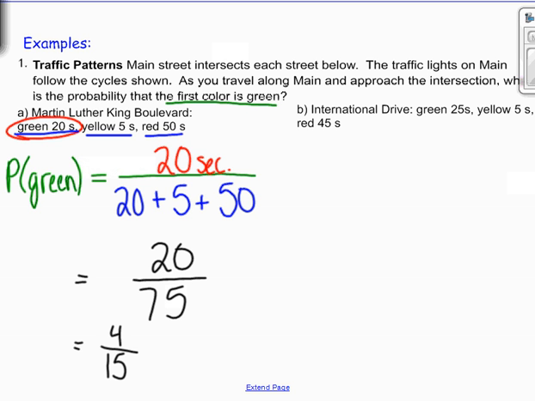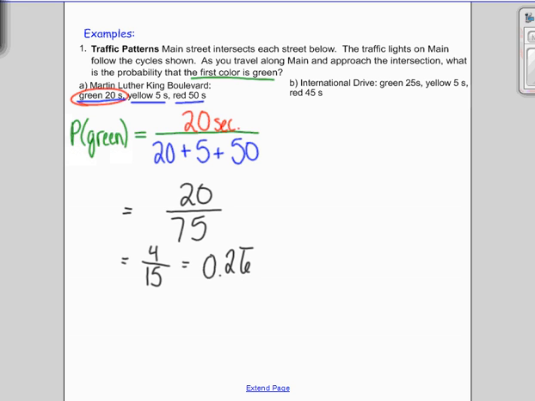As a percent, you type in 4 divided by 15. And what you get in your calculator is 0.26 repeating. So rounding to a tenth of a percent, this would be 26.7%. And remember, the way you find percents is you multiply that number by 100. Another way to think about that is moving over the decimal point.